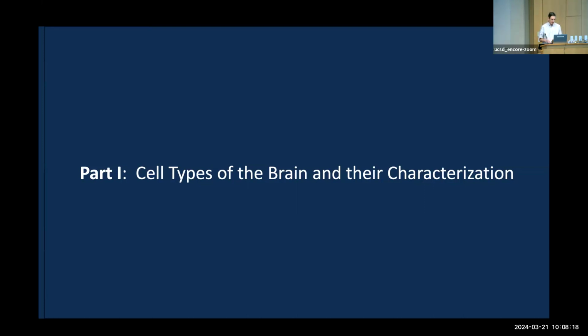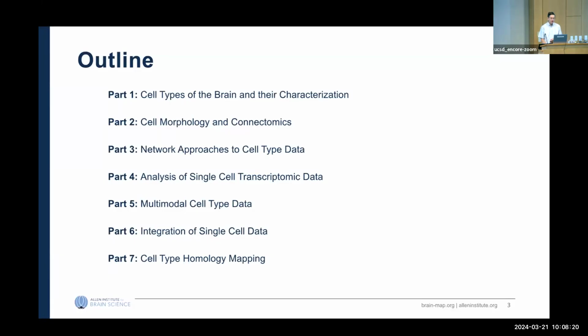So this first part, let's just review the parts. The first one is cell types of the brain and their characterization. What do we mean by cell types? What are the attributes that we measure? What characterizes them? How do we characterize them, right?